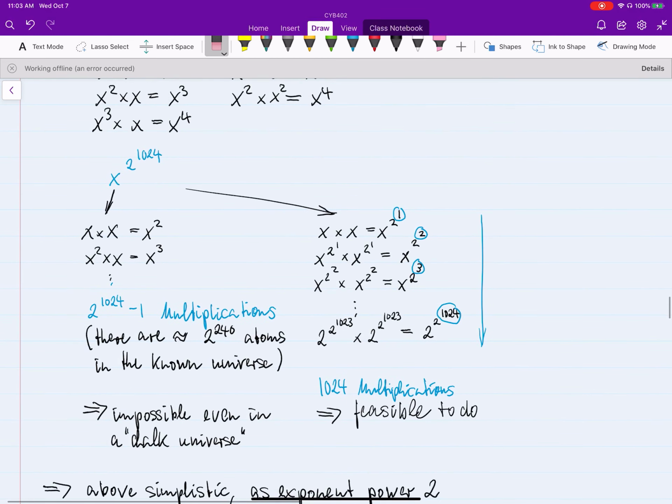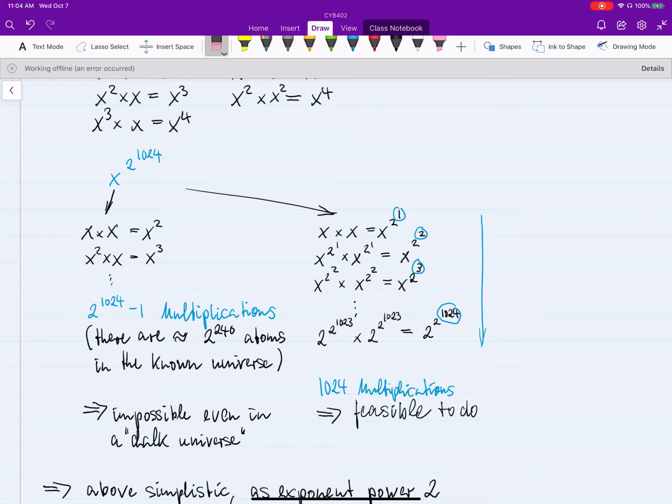So in the way we did it on the other end here, by continuously grouping factors with higher exponents, we get a totally different result. Instead of 2 to the 1024 minus 1 multiplications, we actually have only 1024 multiplications. So let's see how that works.